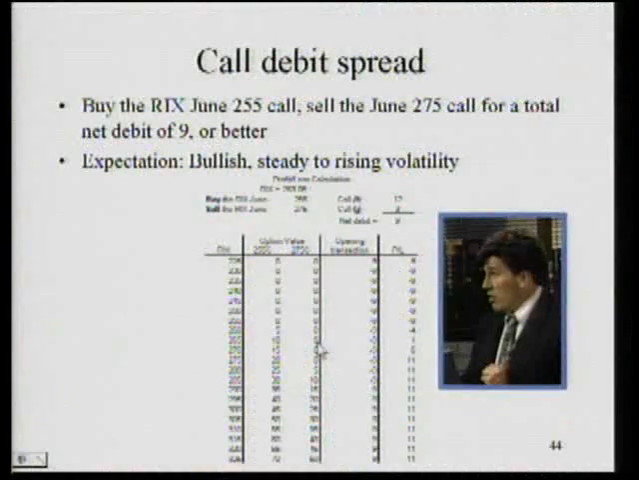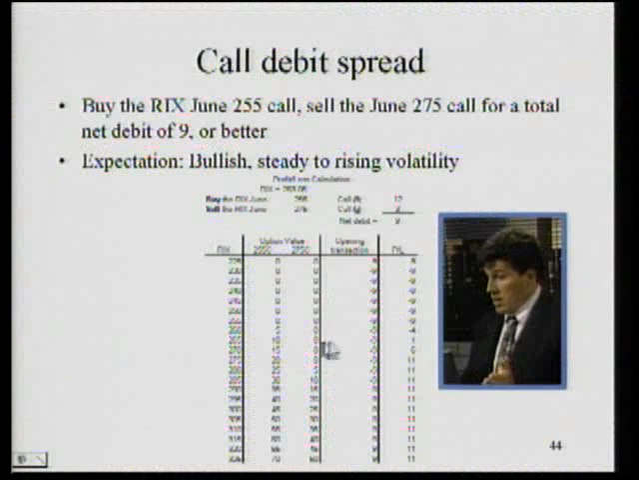The 275 call is going to be worthless at that point. So a plus 10 and a minus 9 are equal to a plus 1. Okay. Now, if we go all the way up to 275, our 255 call is worth 20. The 275 call is still worthless at that point, so we have a plus 11.